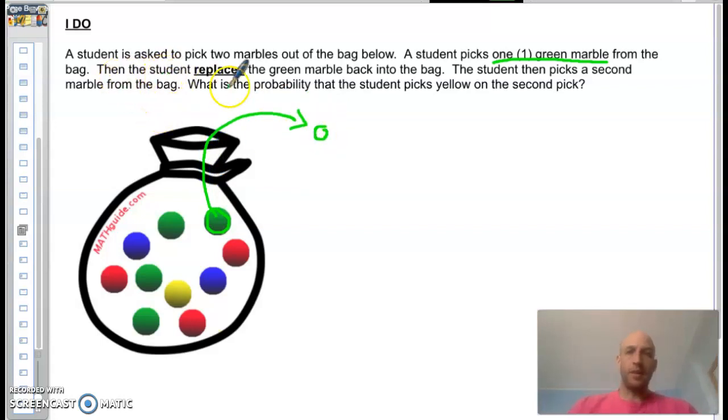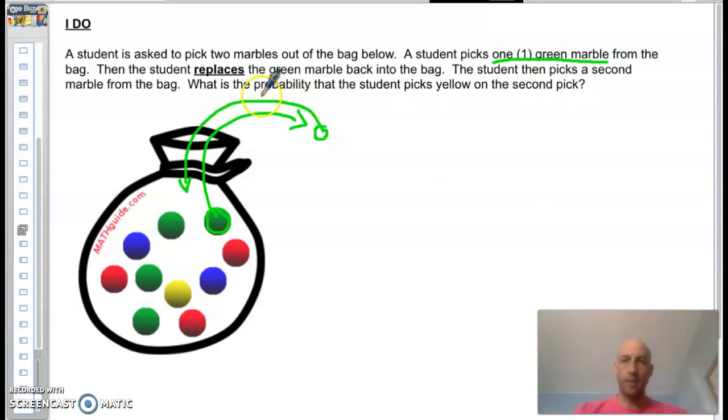Then the student replaces the green marble back into the bag. So the student picks it out of the bag, and that marble, after the student picks it out, goes back into the bag. So we have the same number of marbles as when we started this problem. Okay. The student then picks a second marble from the bag. What is the probability that the student picks yellow on the second pick?